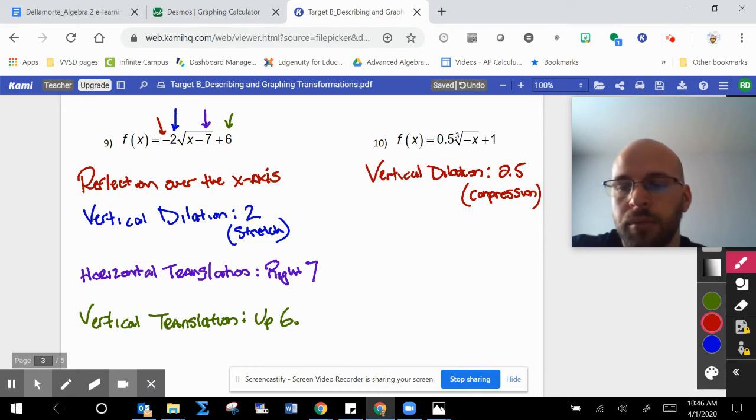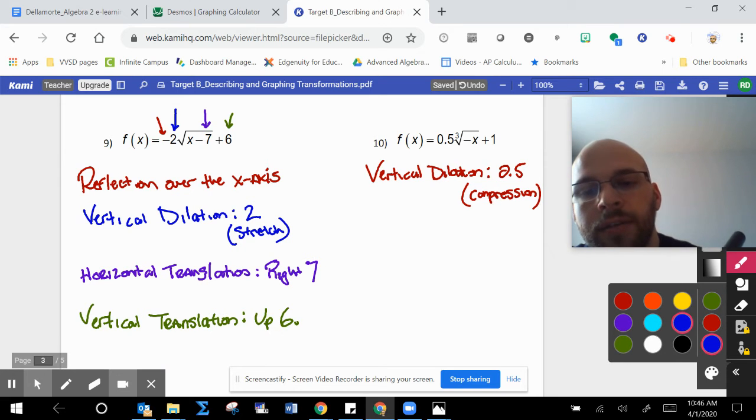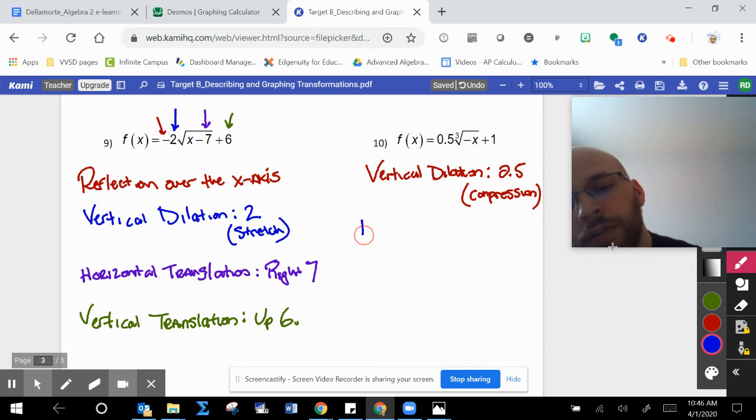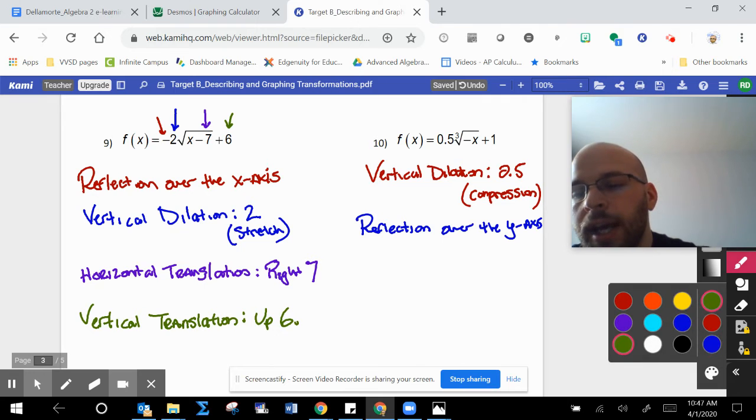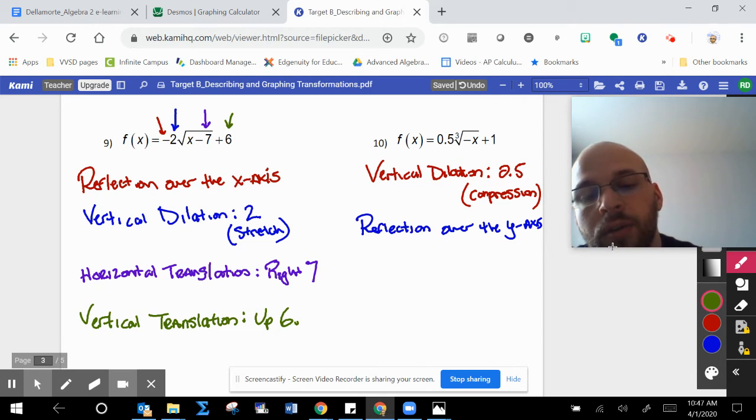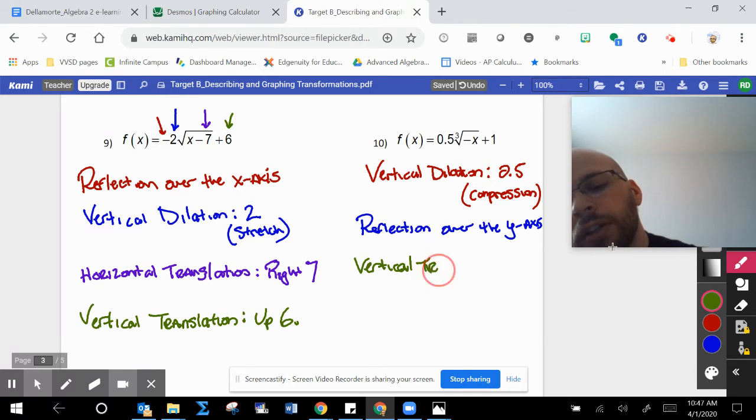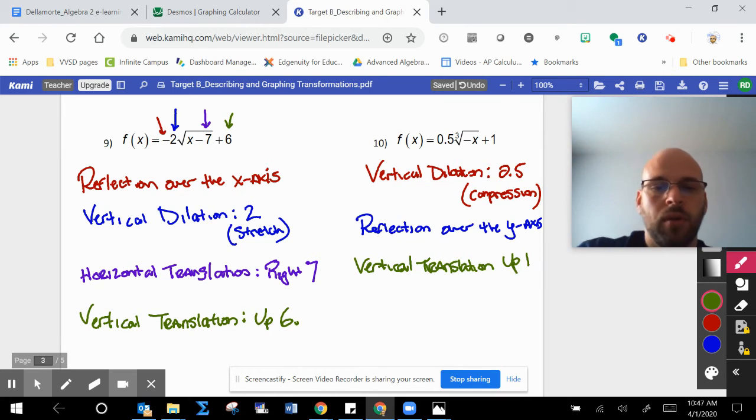So it's going to shrink my graph a little bit. And then the negative next to the x is going to be a reflection, but because it's on the inside, it's going to be a reflection over the y-axis. And then last but not least, this plus 1 at the end would be a vertical translation of 1. Okay? And those are the only 3 transformations I had for the cube root function.